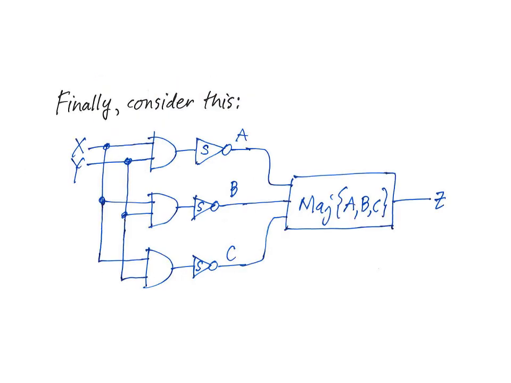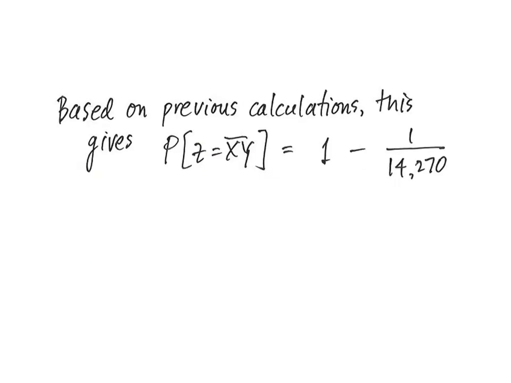Finally, consider this. Have 3 NAND gates, this time made from superinverters, so each of those circuits has its own majority gate. And then take those outputs A, B, C and feed them into yet another majority gate. This has got to be the best one so far. And yes, indeed, it gives us a failure rate of only 1 over 14,270, which is excellent compared to the original failure rate for the simple circuit, which was 1 out of 200.